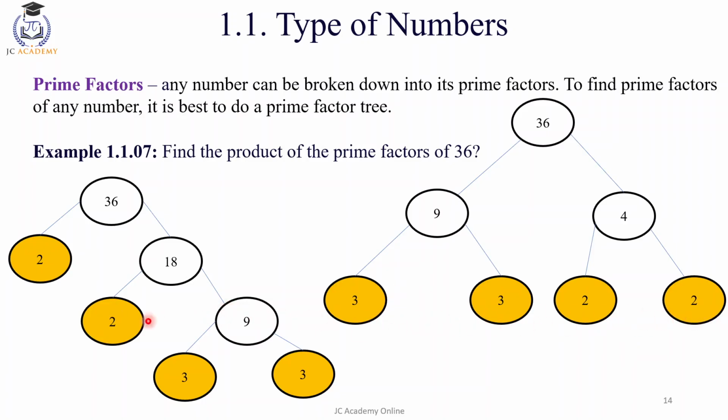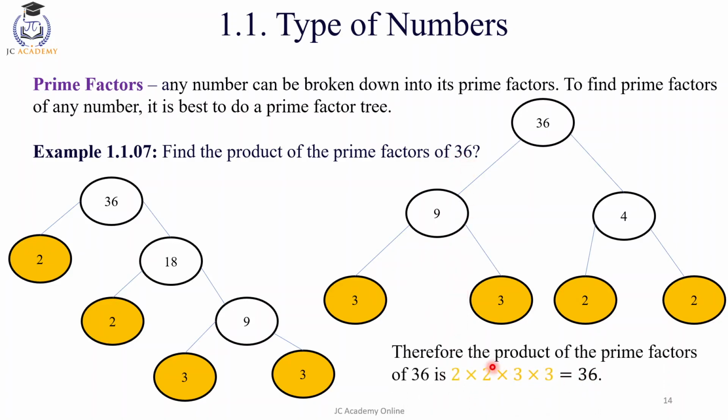Also notice that we have exactly the same answer as our previous tree. We have 2 times 2 times 3 times 3. Therefore, the product of all these prime factors is equal to 36. So 2 times 2 times 3 times 3 is equal to 36. In other words, the product of the prime factors of 36 is 2 to the power of 2 and 3 to the power of 2.